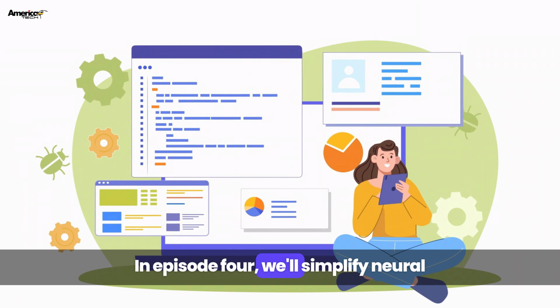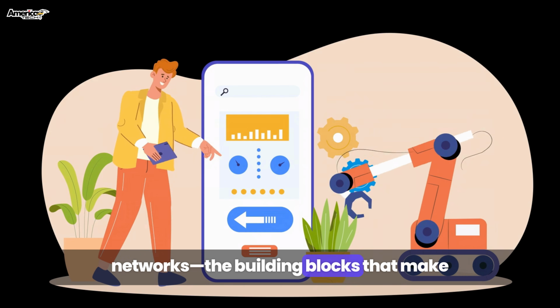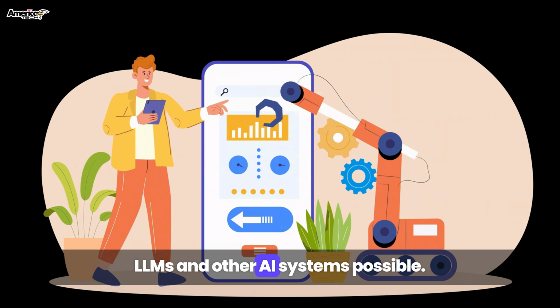In episode 4, we'll simplify neural networks, the building blocks that make LLMs and other AI systems possible.